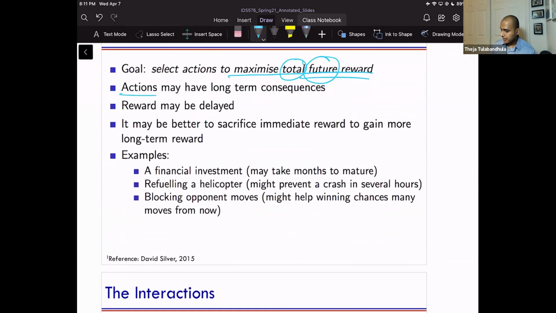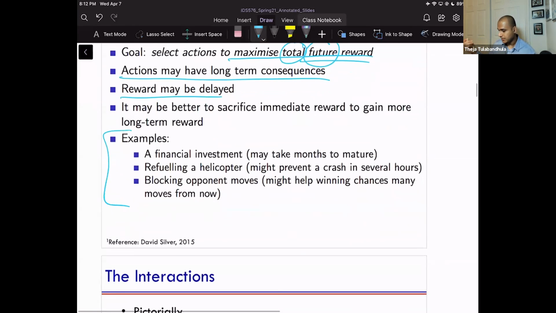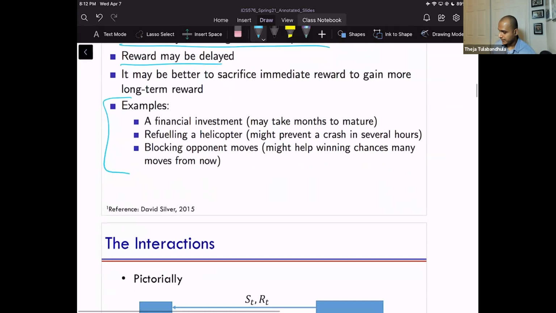And as I said, actions may have long-term consequences. Actions may influence the next state that you'll see. Rewards may be delayed. So an action that I take now may lead to something awesome, I get a lot of rewards later, or I could do badly. So there could be a long-term impact of what you do now. We have already seen examples when we looked at different environments, so let me not motivate this.